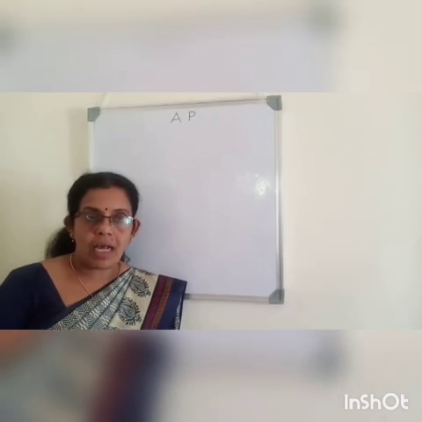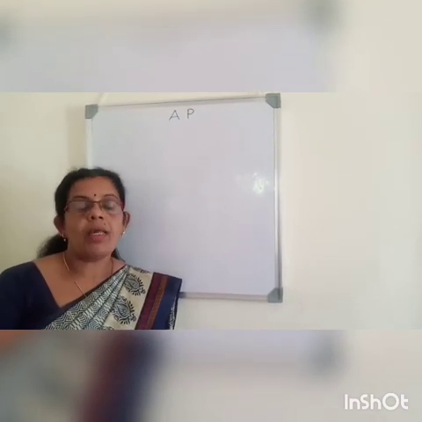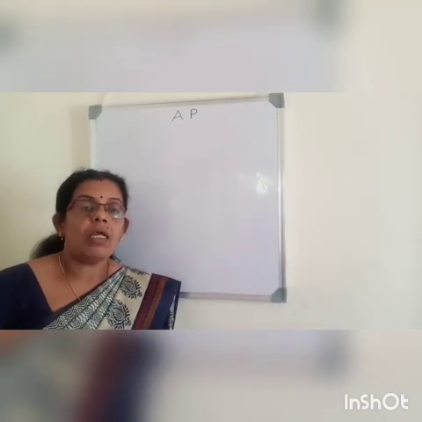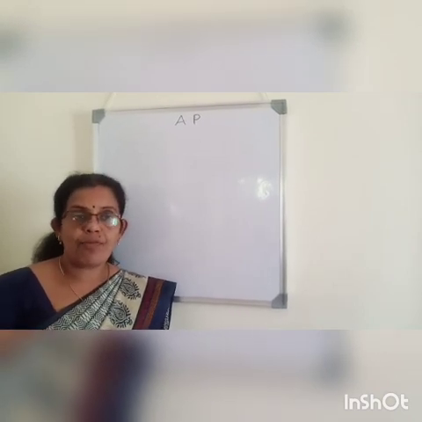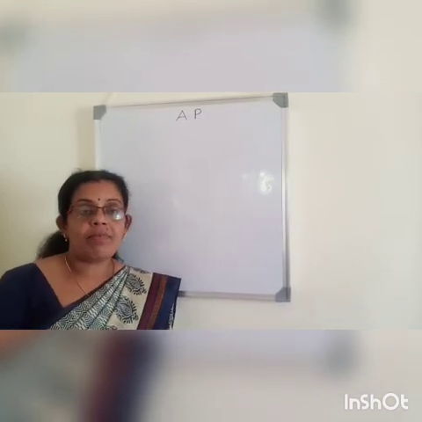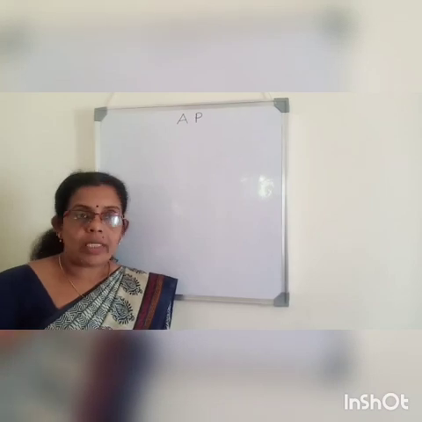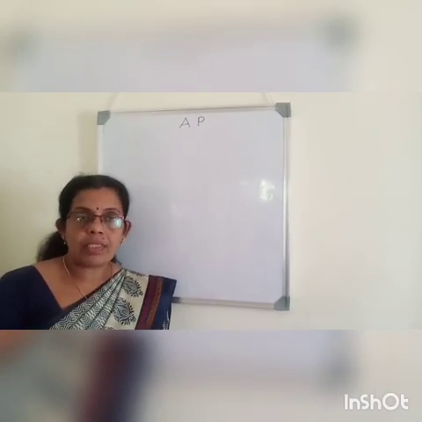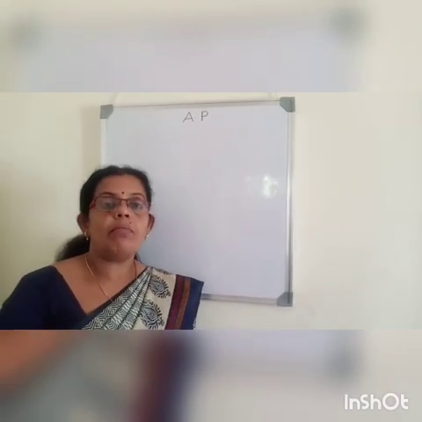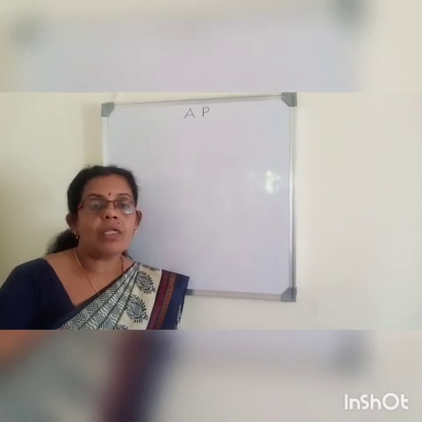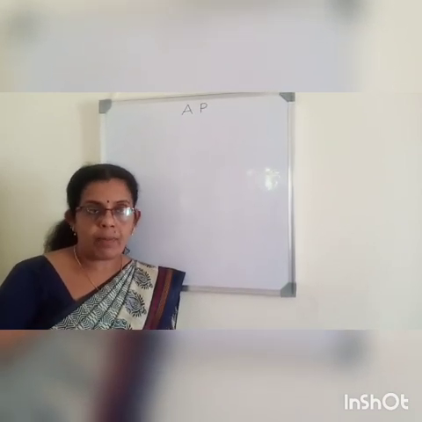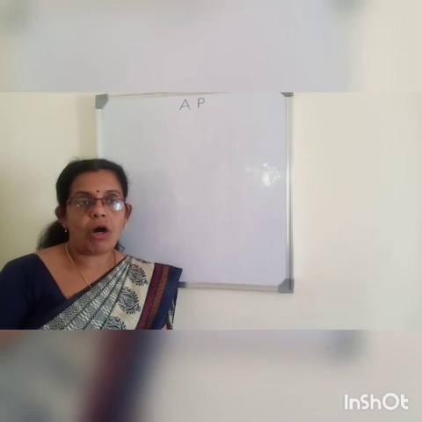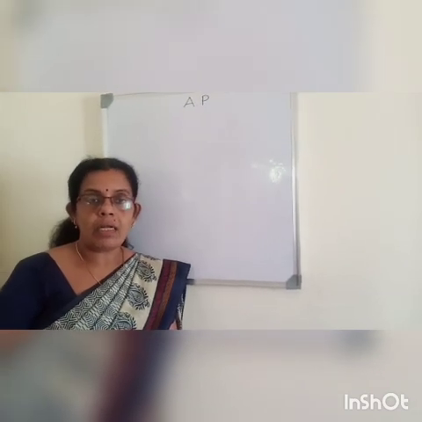We started the class by learning what is an AP, what are the terms of the AP, common difference and the general form of an AP. Let me revise once again. What is an AP? A sequence in which each term is obtained by adding a constant number to the preceding term. It is an AP. And the constant number is called common difference denoted by the letter D.